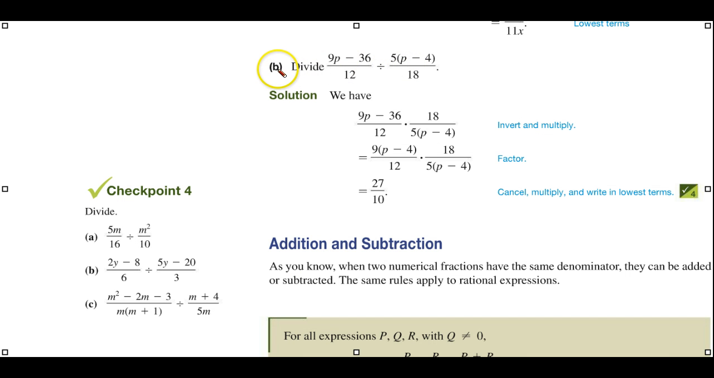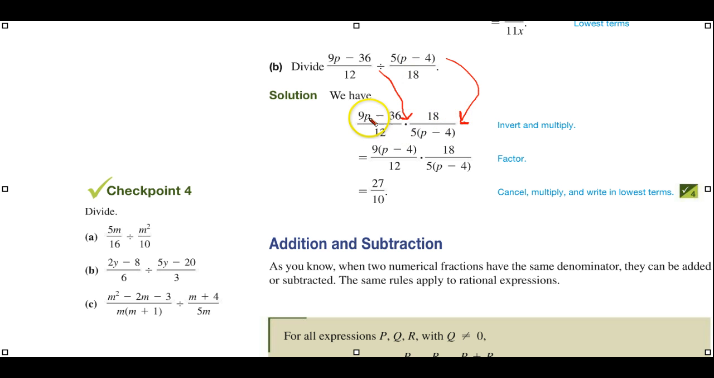In example B, again, we have a rational expression divided by a rational expression. That is, fraction divided by a fraction. So the rule is we take the division and change it to multiplication, take our second item, take the reciprocal of it, that is, just flip it, and then we're good.